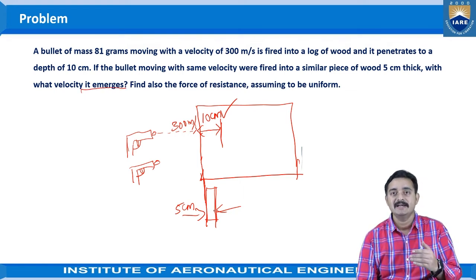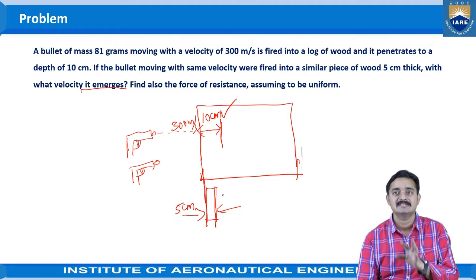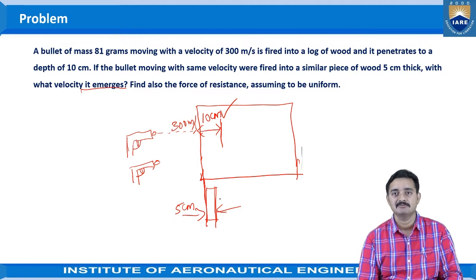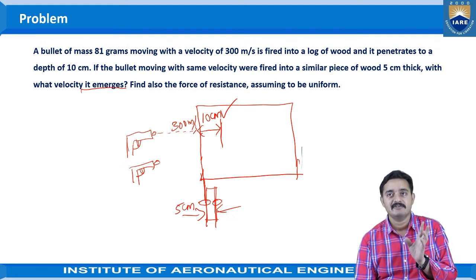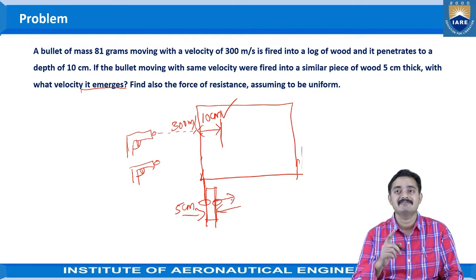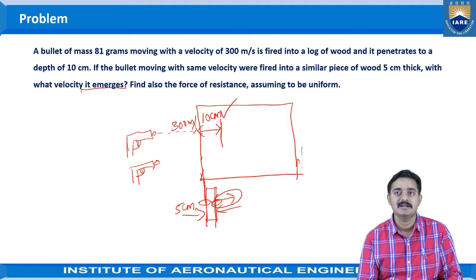The capacity of the bullet to penetrate into the same log of wood is 10 centimeters. But we are firing the bullet into wood of only 5 centimeters thickness. Then what happens? It still has capacity. After traveling 5 centimeters through the wood, it will still have capacity to travel further, isn't it? So the bullet won't stop at that 5 centimeter. So the question asked is with what velocity the bullet emerges, comes out of the wood.